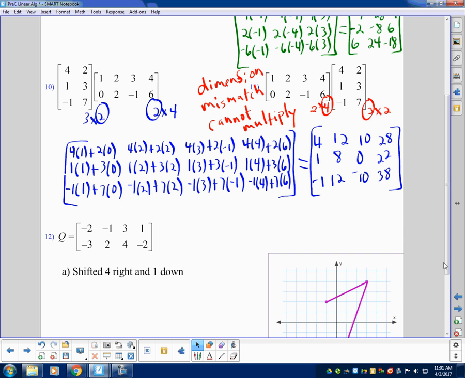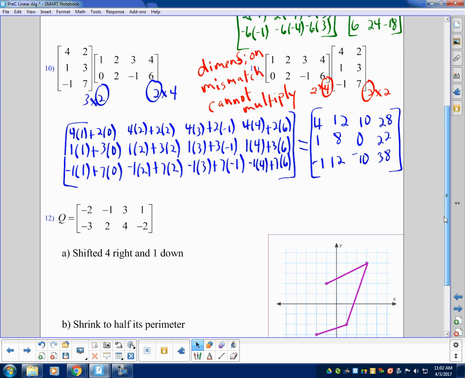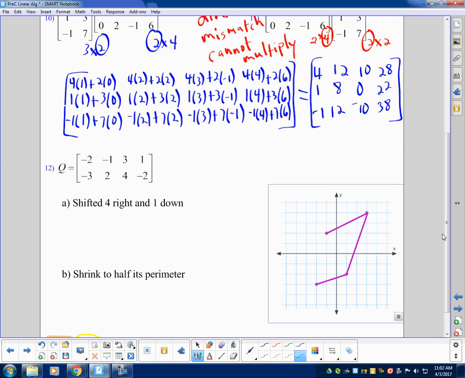Right. Then a little connection to what we may have done back in geometry with transformations. It says the given quadrilateral can be expressed by the matrix Q. So you'll see on there negative 2, negative 3. This needs to be connected here. So negative 2, negative 3, you see that right here? Negative 2, negative 3?